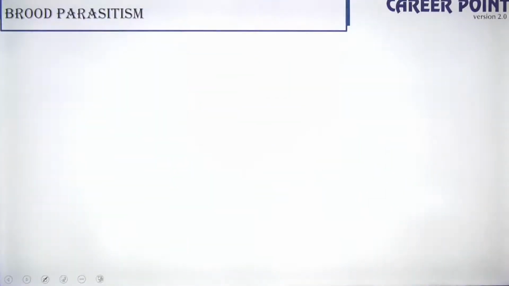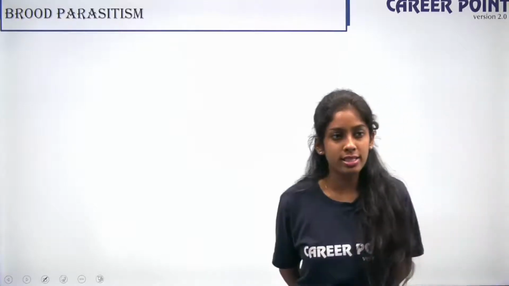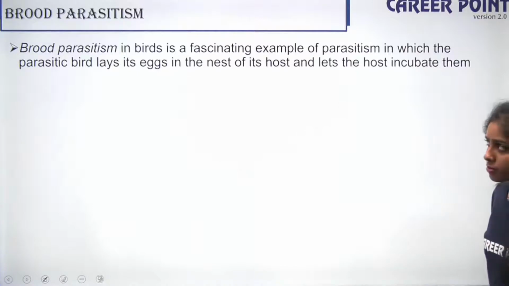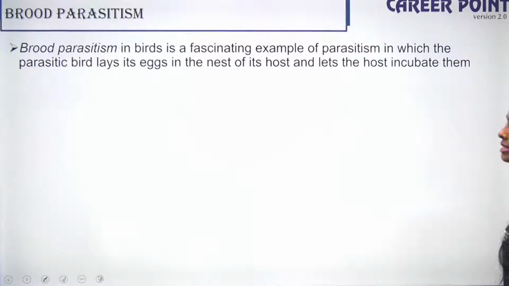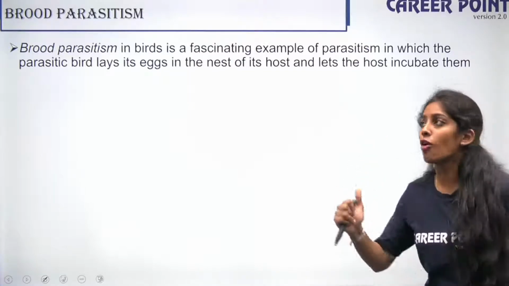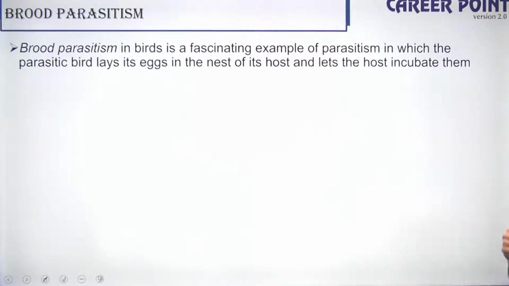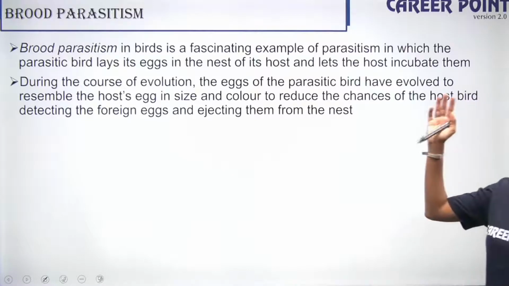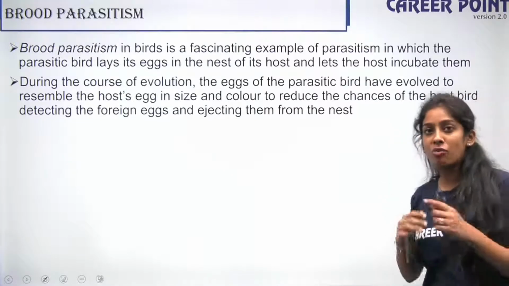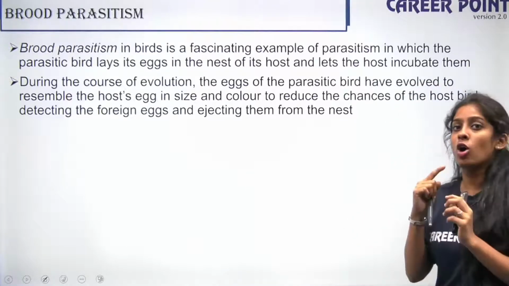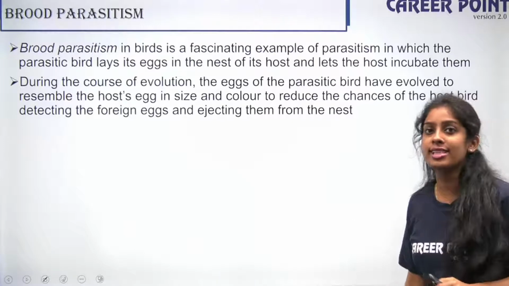So one more beautiful or fascinating example of your parasitism is called brood parasitism. So what is this brood parasitism? Brood parasitism in birds is a fascinating example of parasitism in which the parasitic bird lays its eggs in the nest of the host bird and lets the host bird incubate them. So during the course of evolution, the parasitic bird's eggs have evolved to resemble the eggs of the host in size and in color so that the host bird does not recognize and reject them.